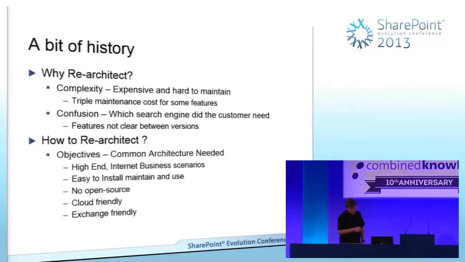So, how to do it? Main thing was common architecture. So I mentioned already about levering this version of SharePoint or version of Fast into the SharePoint platform. So we needed to hit all these targets. It needed to be performant, it needed to meet all the business scenarios we needed, the internet, the enterprise, and the anonymous searching capabilities. Easy to install and use. If any of you installed Fast Search for SharePoint 2010, especially at scale, it's a right pain. It's not the easiest thing in the world to install. We had to get rid of open source. So the Fast platform was full of open source components.